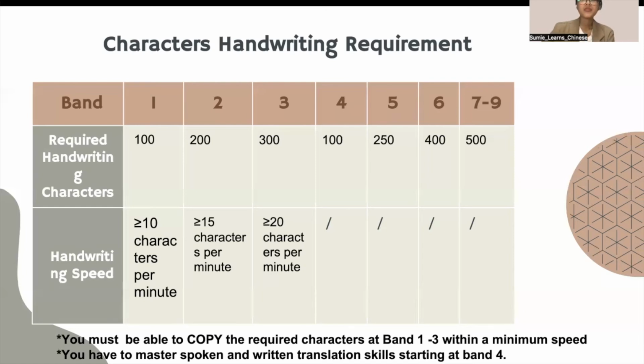But you say, sorry, I can't remember too many characters. What could I do? Then you may try to attain the band 1 to band 3 level, because if you just attend band 1, band 2, band 3, you have to copy the required Chinese characters with a minimum speed. You don't need to remember how to read it or how to write it, because you can copy it. But if you want to achieve a higher level, you have to memorize it. You have to remember it. So it is quite challenging.